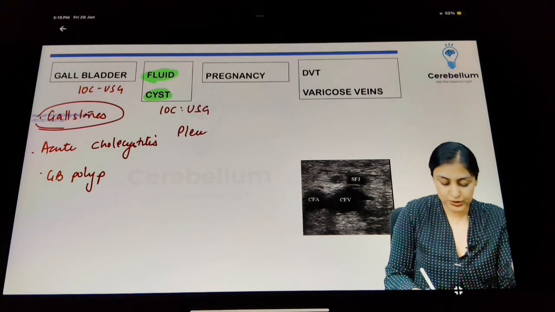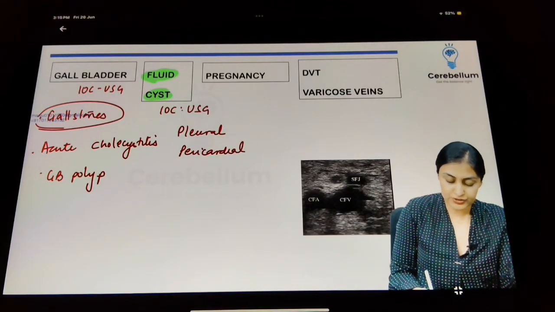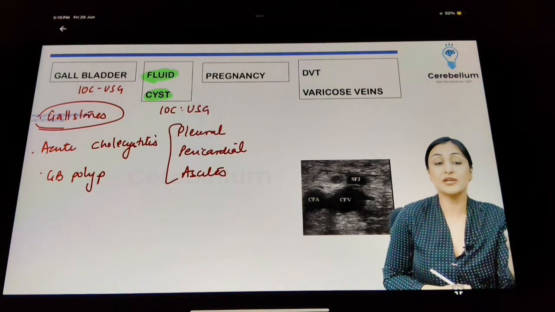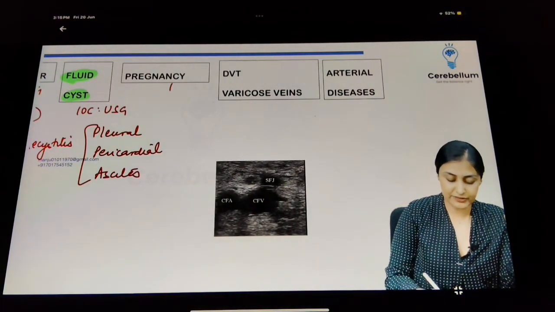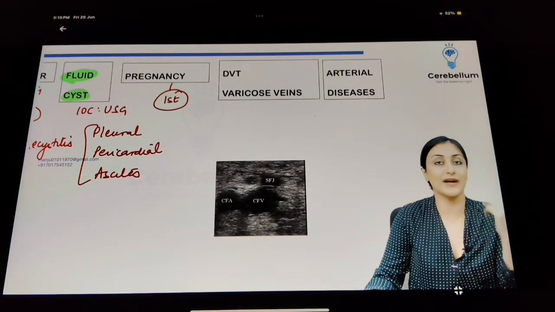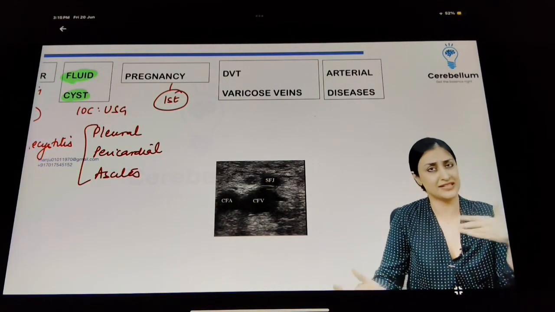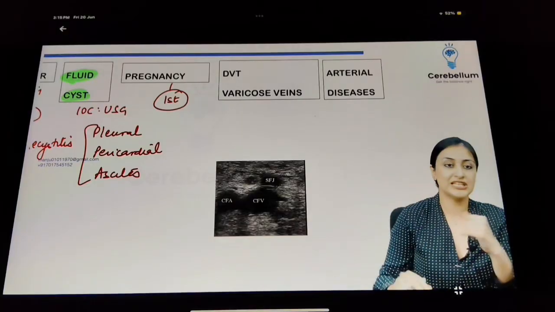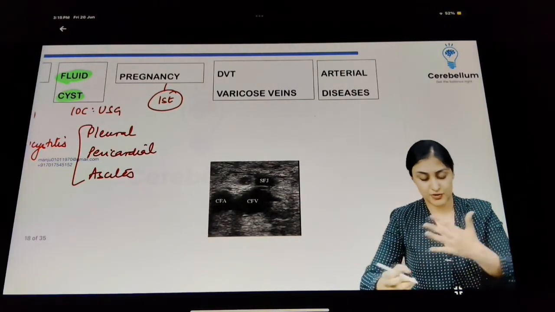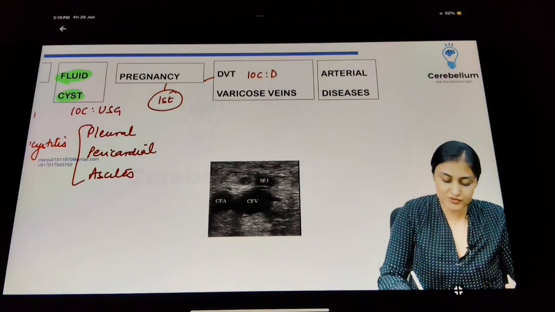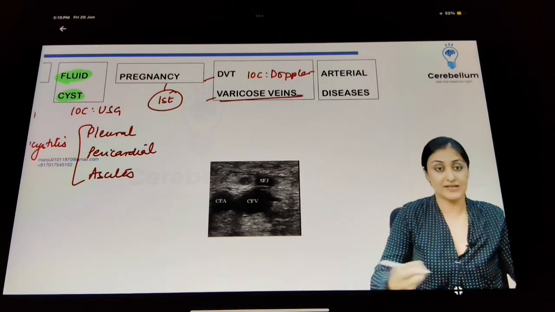We saw fluid and cysts were anechoic, posterior acoustic enhancement, investigation of choice, always ultrasound. So whether they ask you pleural effusion, pericardial effusion, ascites, any of it, what will be your investigation of choice? Ultrasound. Pregnancy, the first investigation, the first line is always ultrasound, no ionizing radiation. MRI in a pregnant female becomes difficult. It can be done, but it's used as a problem-solving tool. For anything else, we're going to be doing ultrasound. Vessels is Doppler. So we saw DVT, deep vein thrombosis, investigation of choice is Doppler. For varicose veins, investigation of choice is Doppler.